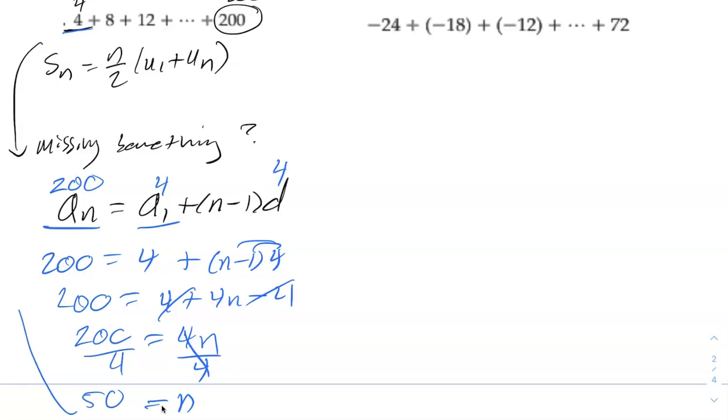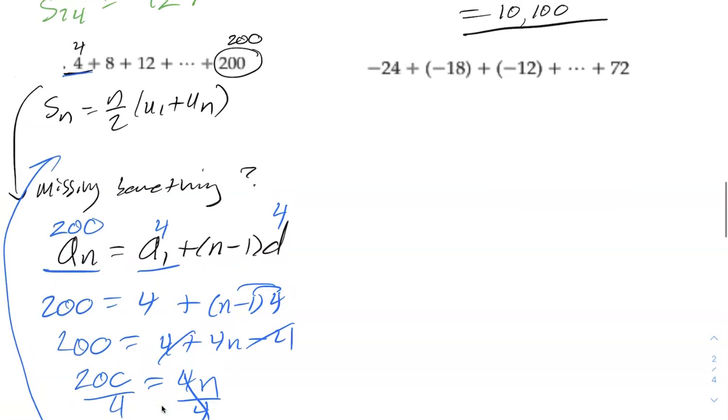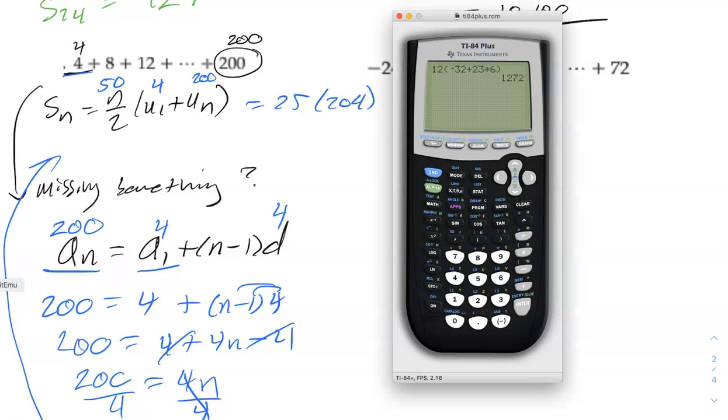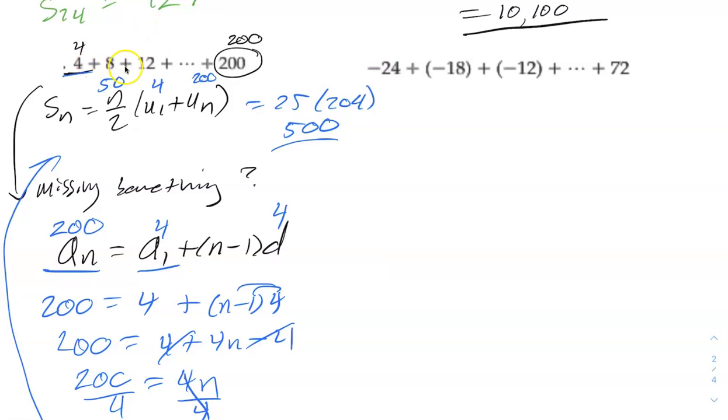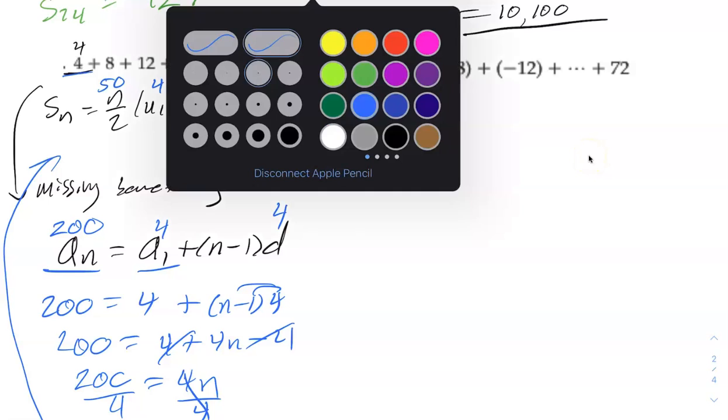So now I go back and plug it in. Now I know my n is 50, my first term is 4, and my last term is 200. When I simplify this, I get 25 times 204. I don't know what that is. 5,100. I feel like I should know that. And that's the answer, which is kind of crazy. You add 4 plus 8 plus 12 all the way, you get 5,100.